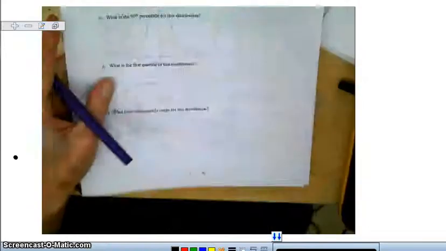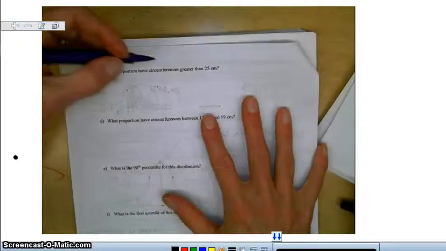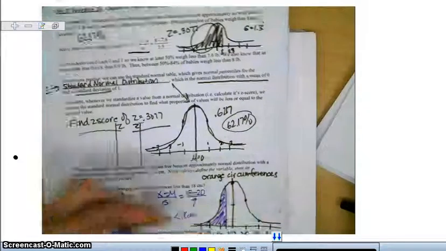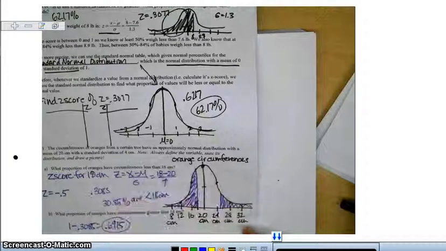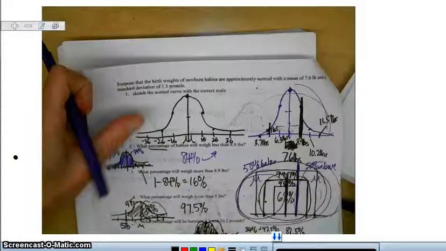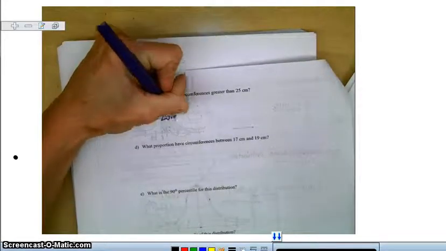All right, so now what proportion have circumferences greater than 25 centimeters? So first of all, we're going to shade it in, and I'm going to go back to the other page and shade it in real fast. So 25 is up here, so right about there, and greater than 25 will be up here. So basically for this problem, we want to know the probability that x is greater than 25, so we might as well start writing it as probability problems. We'll finish on the next video.